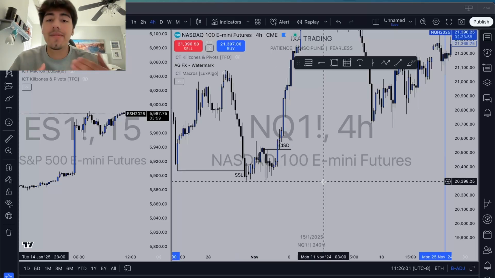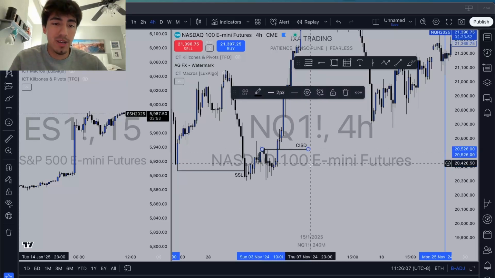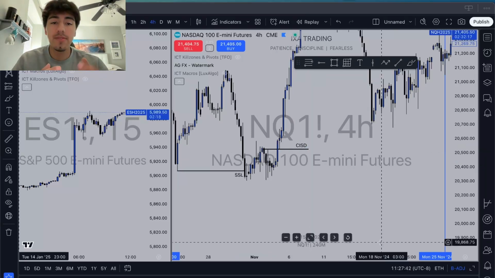However, using time frame alignment, I don't have to wait for a 4-hour CISD. That's great for long-term positions, but I don't really care about the long-term. So using the 4-hour, I have a 4-hour CISD, but I don't want to be waiting for a 4-hour close to take an entry because I don't trade that long-term.